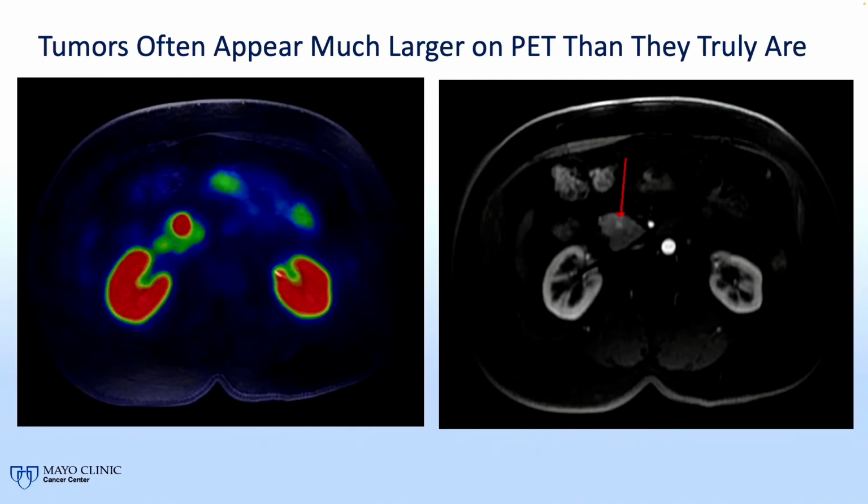So people look at this and go, oh my goodness, is that my liver with all of those really bright spots? And then you look at the CT or the MRI and say, actually, they're not that big. This is like looking at light bulbs. They have a big halo around them, and then when you turn off the light bulb, it's just a tiny little LED. So sometimes the size on the PET corresponds to the size of the tumor, but oftentimes the size on the PET is much larger.